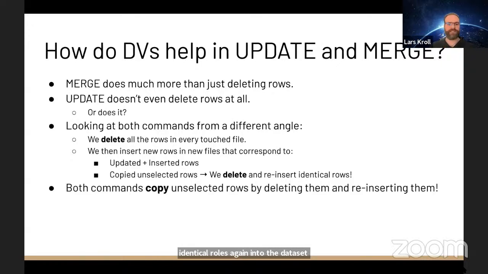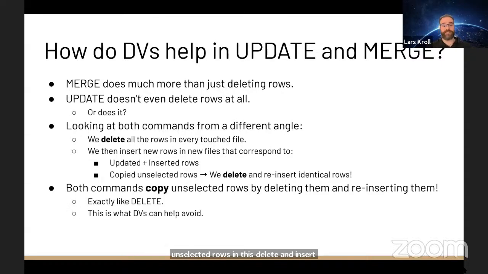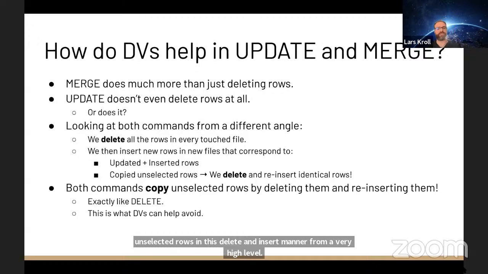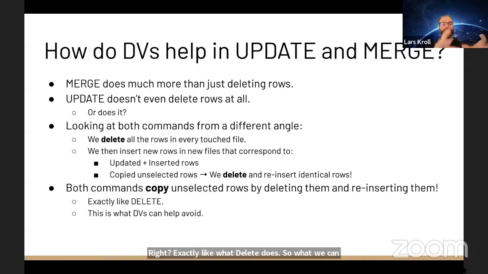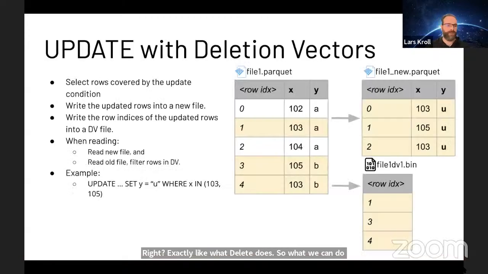Okay, and this is actually the part where deletion vectors can help us, because both commands actually copy unselected rows in this delete and insert manner from a very high level, right? Exactly like what delete does. So what we can do is we can apply deletion vectors to those rows. Okay, so how does this work?